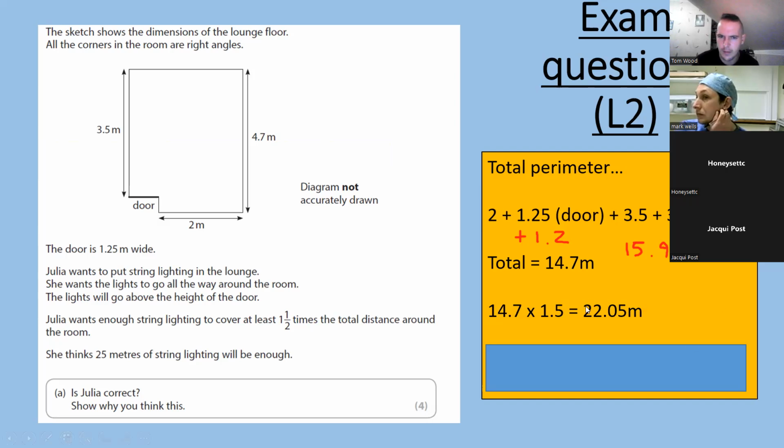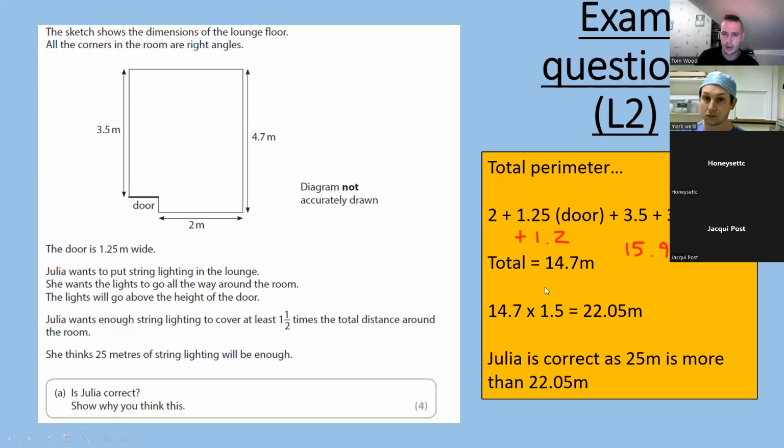So you can see there's a little bit of a difference there. But either way, it doesn't actually impact our final answer. So the final answer is that Julia is correct. 25 meters is more than what I've said, 22.05. The actual answer is 23.85. But hopefully you can see where those marks are going to come from as well.